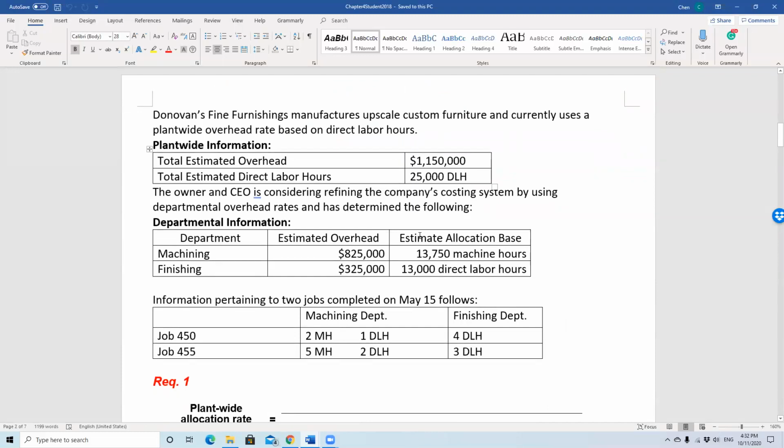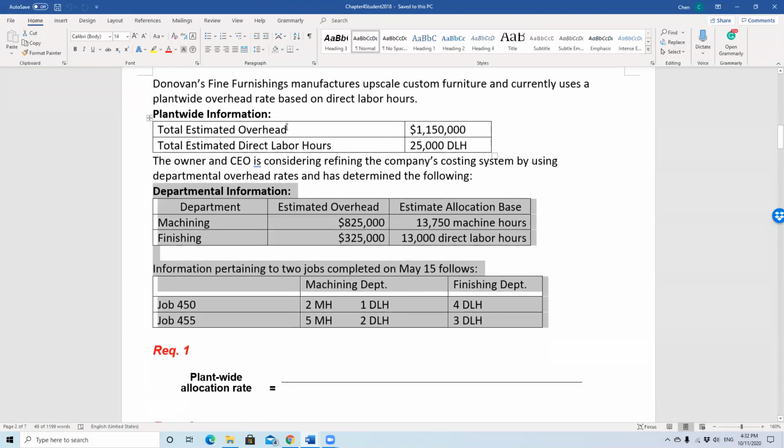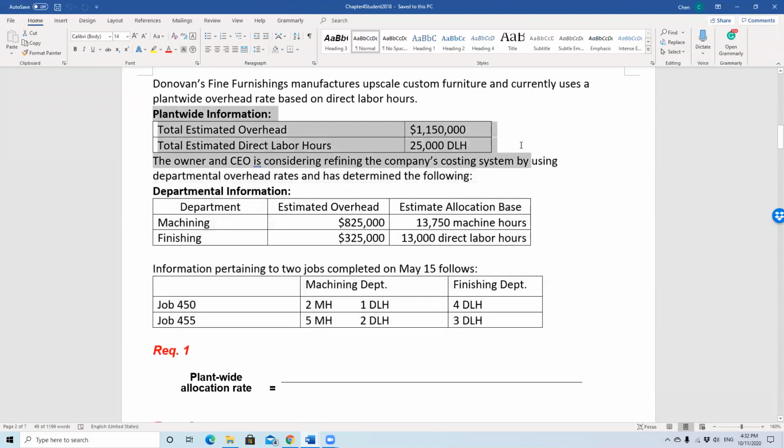Donovan's Fine Furnishing manufactures upscale custom furniture and currently uses a plant-wide overhead rate based on direct labor hours. This is the plant-wide information, and it's the same as we used in Chapter 3. And this is the department information, which we list from the examples in Chapter 3 so you can compare the difference between these two approaches.